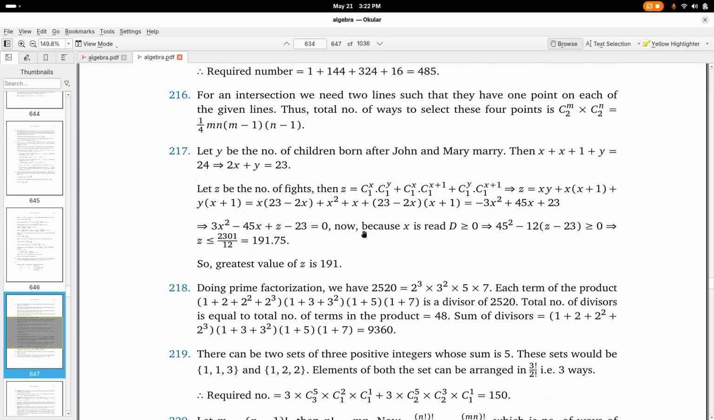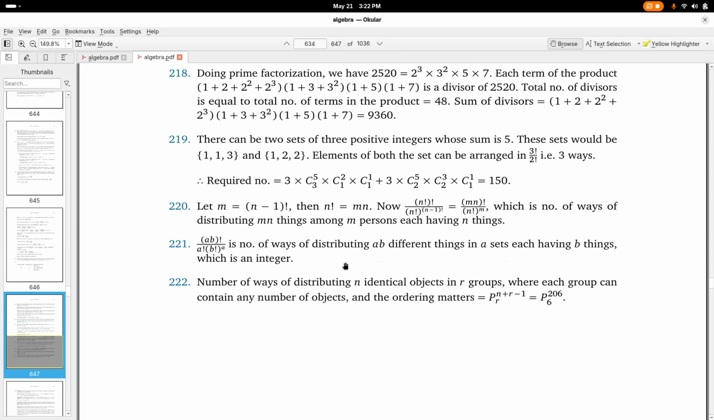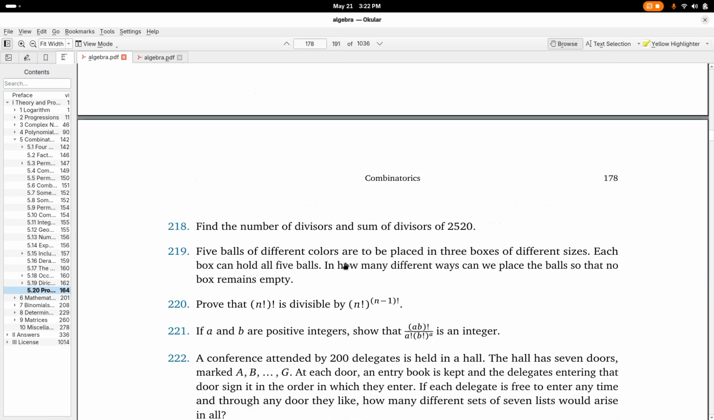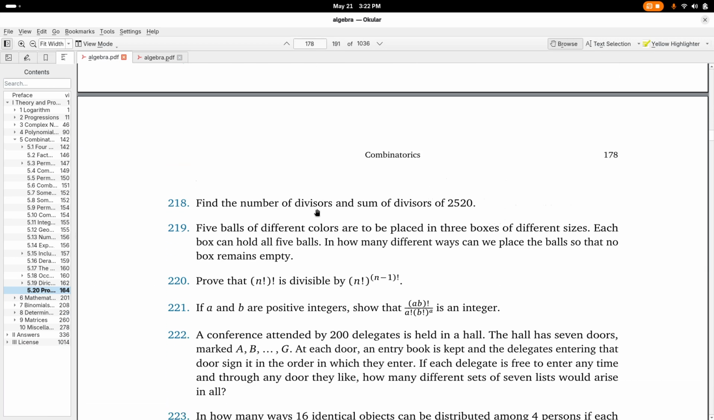So Z minus 23. Now x is real, so D will be greater than equal to 0. And which will eventually lead to Z being less than equal to 191.75. So greatest value of Z is 191. Question 218 says that find the number of divisors and sum of divisors of 2520.